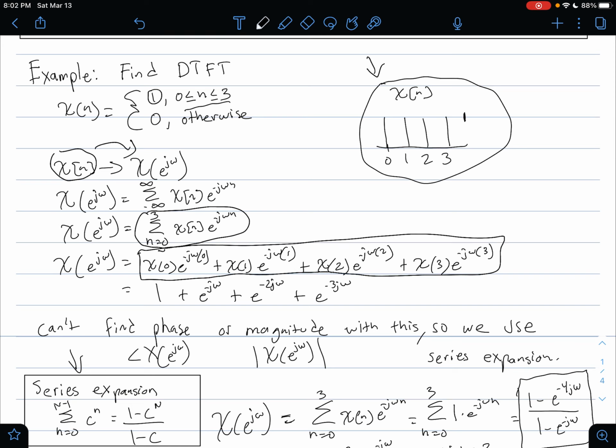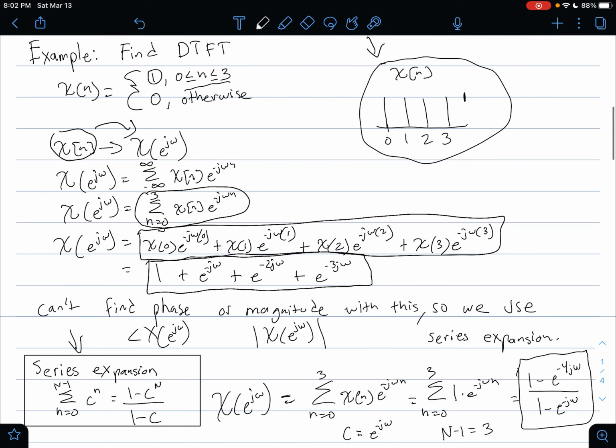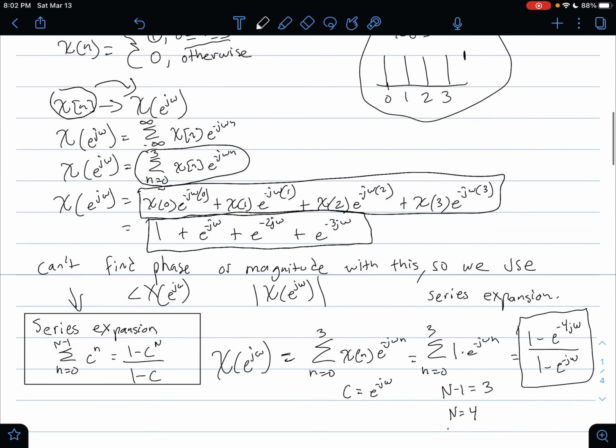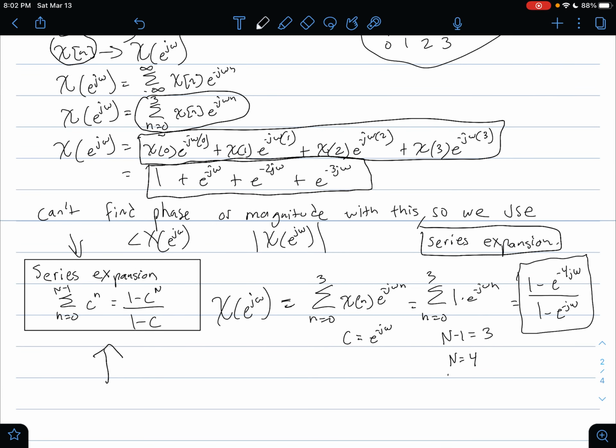From this, we simplify a little bit more, and we get 1 plus e to the negative j omega plus e to the negative 2j omega plus e to the negative 3j omega. But there's a problem with this. We can't find the phase or magnitude, so we have to use the series expansion. The series expansion is shown here.